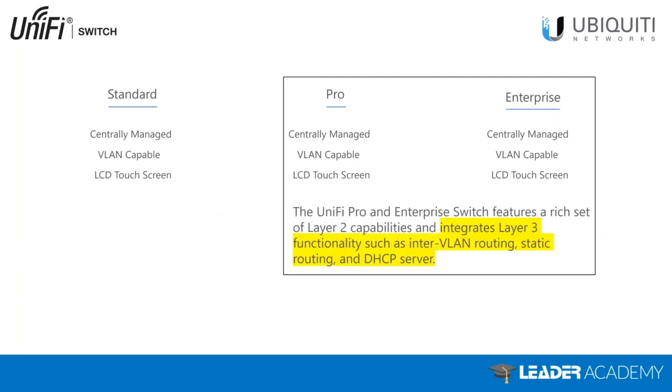Now, one of the lesser known features for both the Pro and the Enterprise switches is that they integrate some layer 3 functionality, such as inter-VLAN routing, static routing, and one of the best features that we wanted to bring to light is a DHCP server.